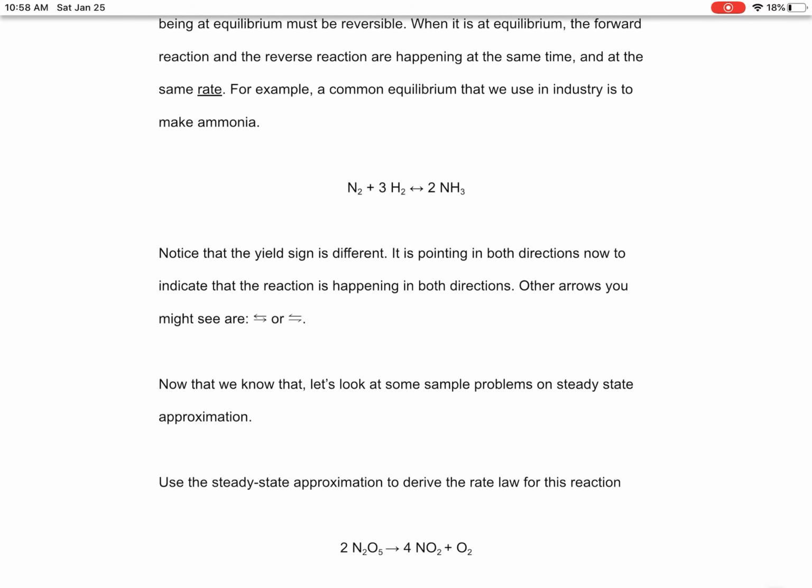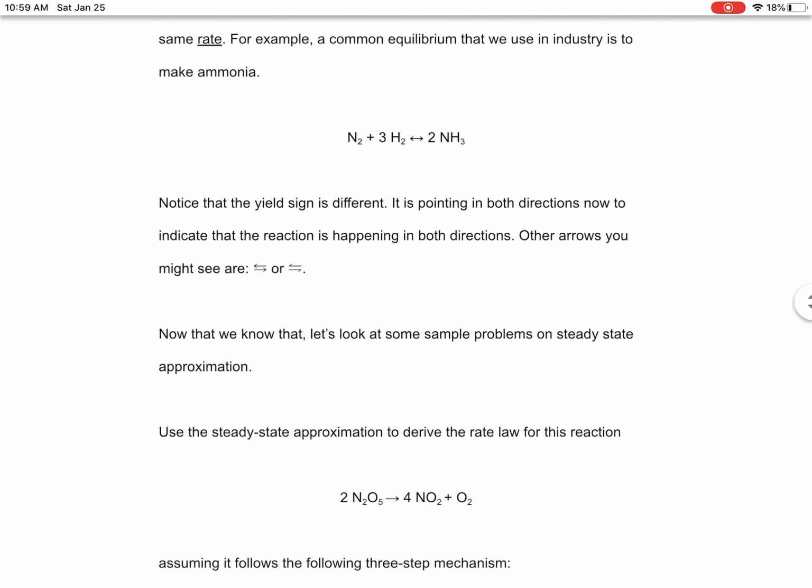And so here's a very common equilibrium expression that we use in industry almost every day to make ammonia. The nitrogen and hydrogen gas produce ammonia at the same rate that the ammonia breaks back down into the nitrogen and hydrogen gas. And so eventually they'll reach a point where they're just making each other as fast as they are breaking back down, and your concentrations don't change. And that's how you know that you're at equilibrium.